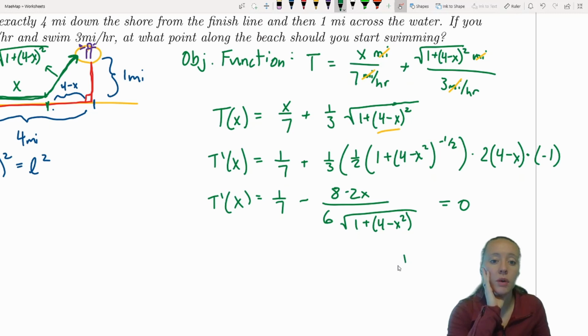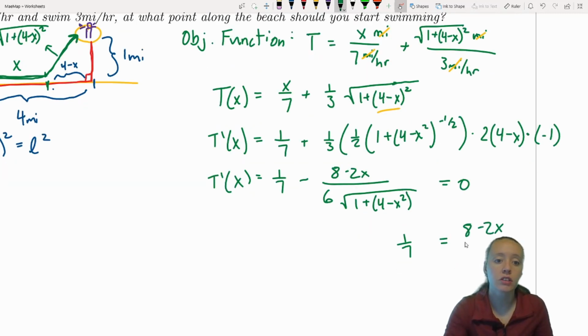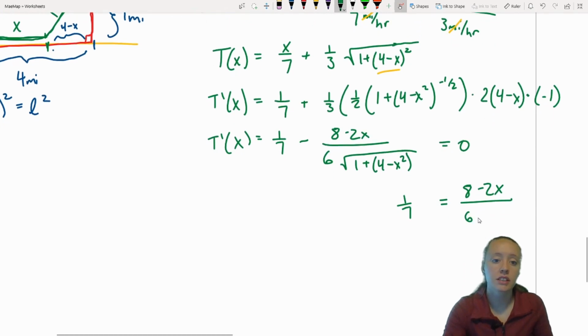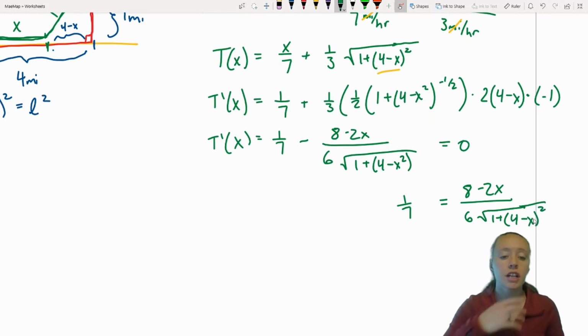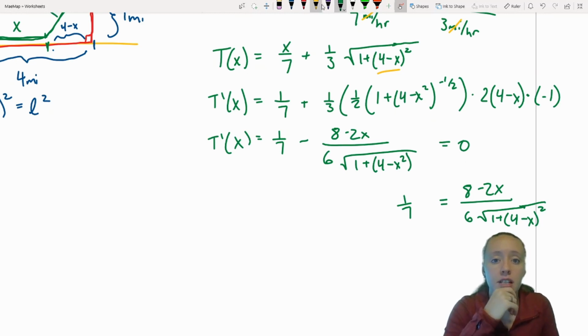So I'm going to have that 1/7 is equal to (8 minus 2x) all over 6 times the square root of 1 plus (4 minus x) quantity squared. Now this looks a little messy, so I'm going to try to simplify everything down. First, I'll start by multiplying both sides by 6.